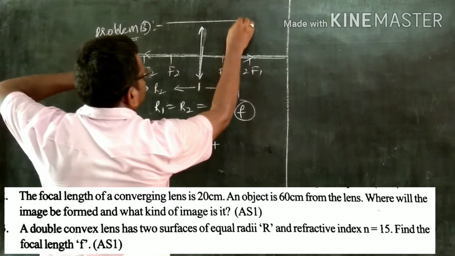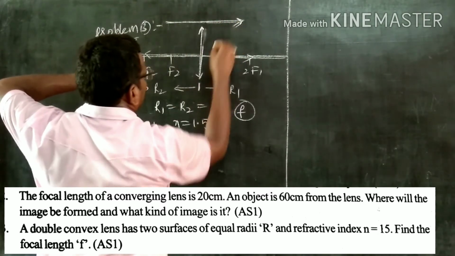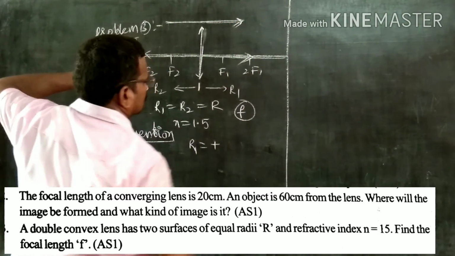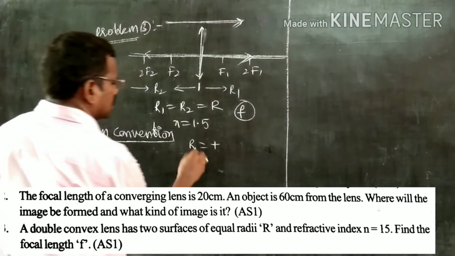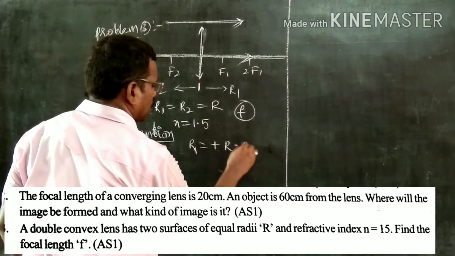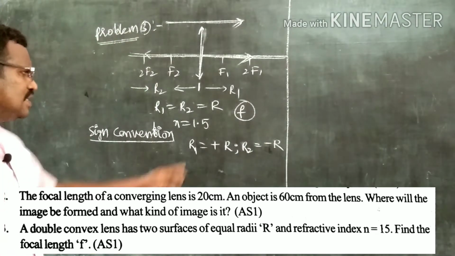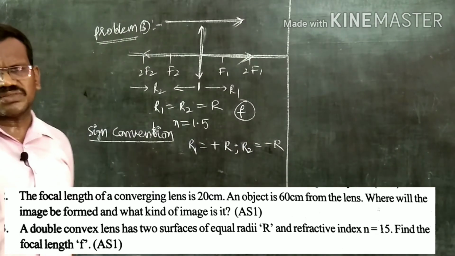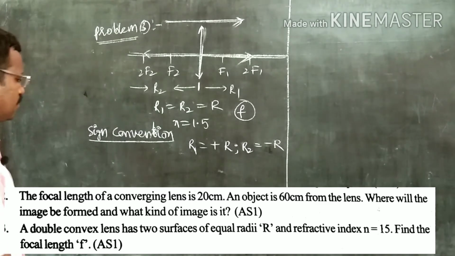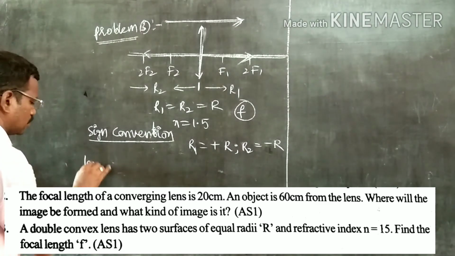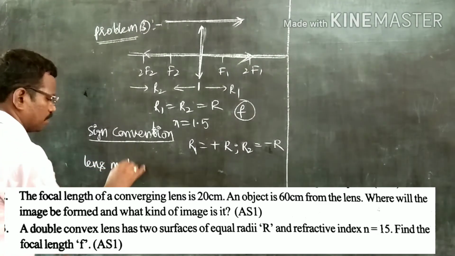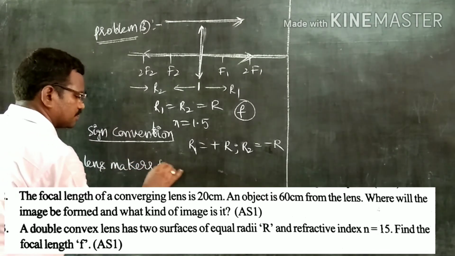Why? Because if we consider the light rays are coming from left to right, the right hand side becomes R1, that is plus R. Now R2 is equal to minus R. Refractive index is always positive, so there is no negative for the refractive index. Then, according to lens maker's formula.